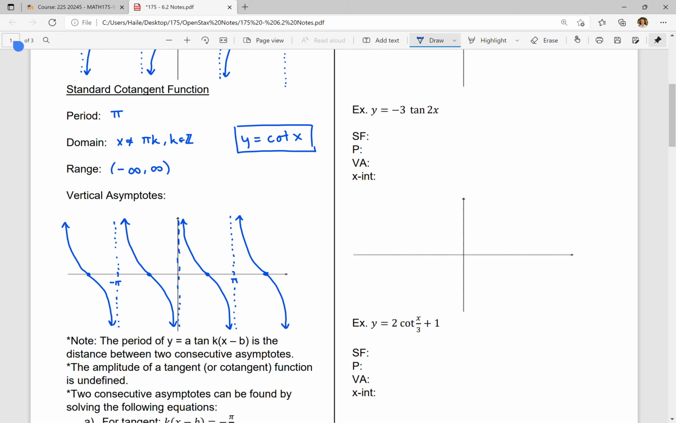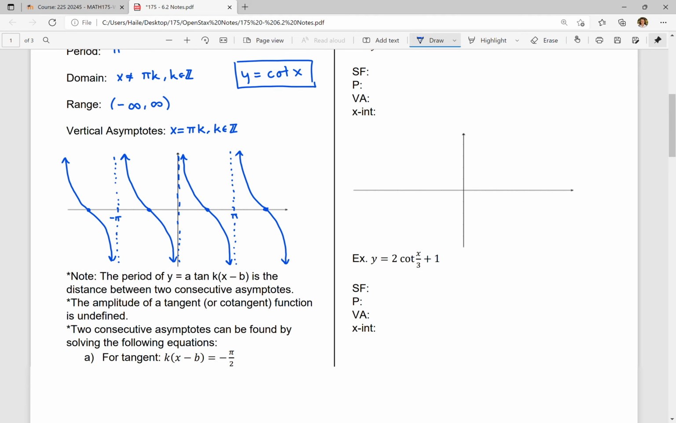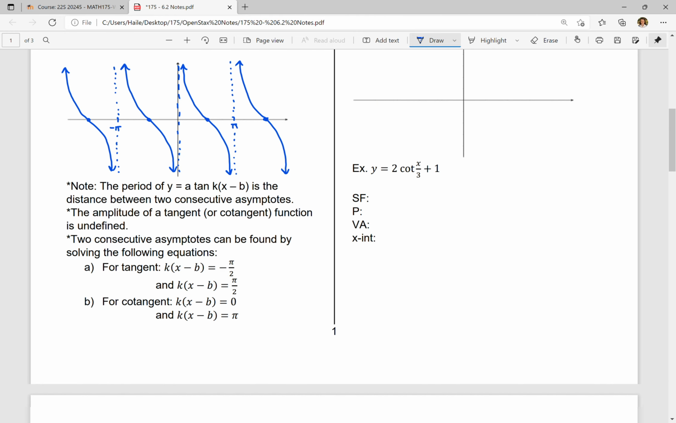Okay, and then the vertical asymptotes, again, would be just like the domain, except we're actually going to say that x does equal these values because we're talking about the lines themselves. So x equals pi k, where k is an integer. So that's the cotangent function. So let's talk a little bit about some stuff that we can do with this.